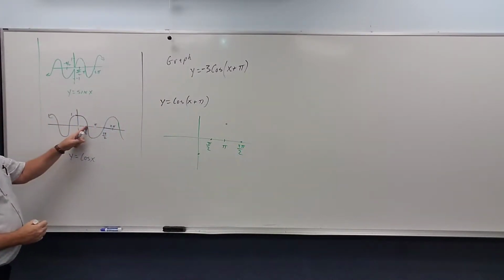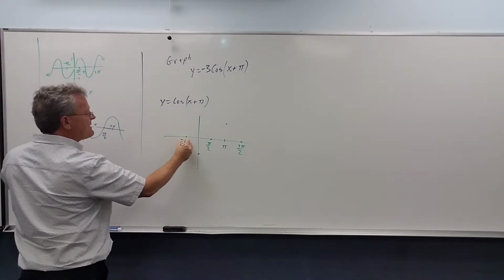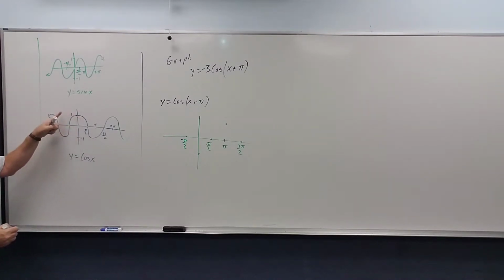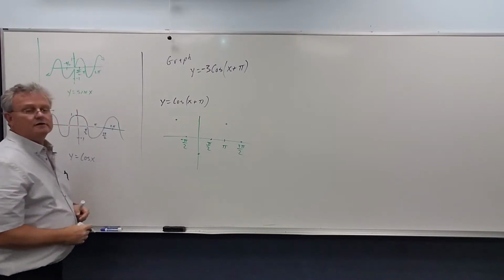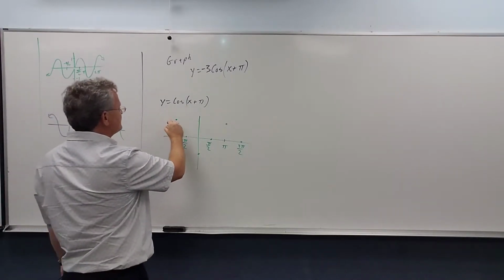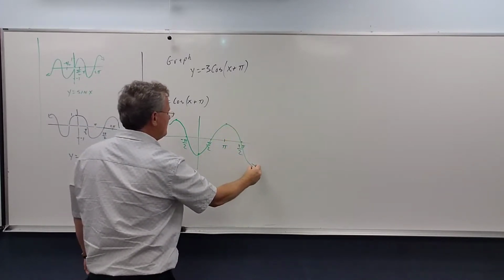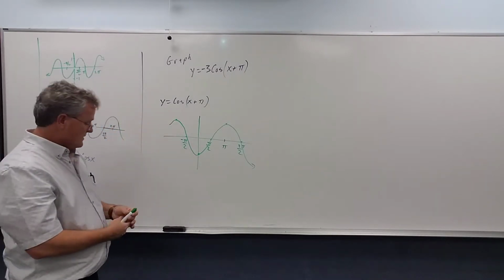Similarly, this goes over to here. This is minus pi over 2. This gets moved over to here. It just gets moved over to here. And then we connect our dots here. We get that basic graph. All right, so that's the graph of this.